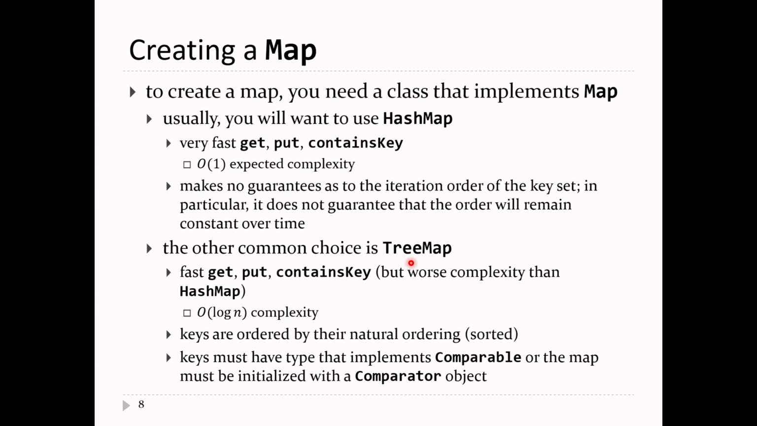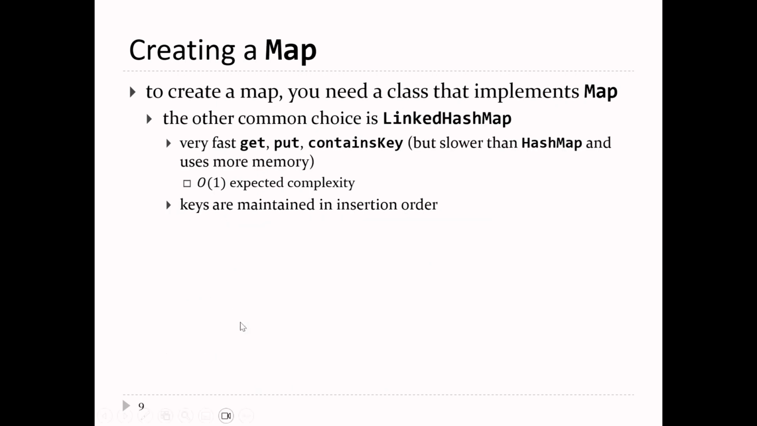If you remember your binary search tree stuff from your data structures course, you know that a binary search tree, all of its fundamental operations are in O(log n). So searching a tree, getting something out of a tree, or putting something into the tree, assuming the tree is balanced, is in O(log n). And then there's linked hash map, which is basically a hash map that remembers the iteration order.